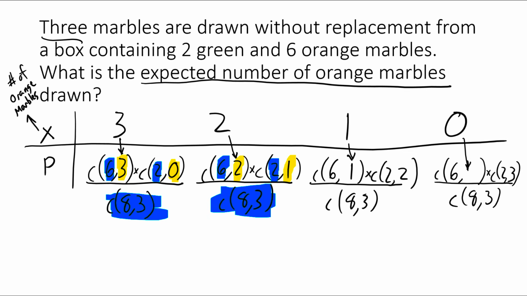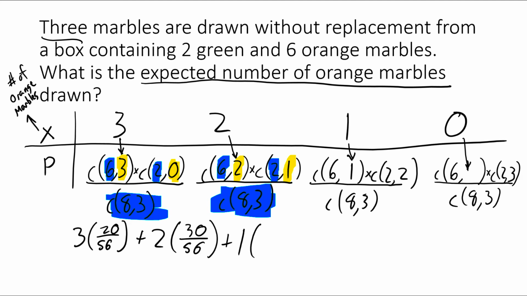So 3 times the probability for drawing 3 orange marbles. So that's 3 times, and if you calculate all those combinations, that's 20/56, plus 2 times, so again, what we're doing is we're multiplying each x times each probability. Right, so the probability of drawing 2 orange marbles is 30 out of 56. Plus 1 times those combinations would give us 6 out of 56.